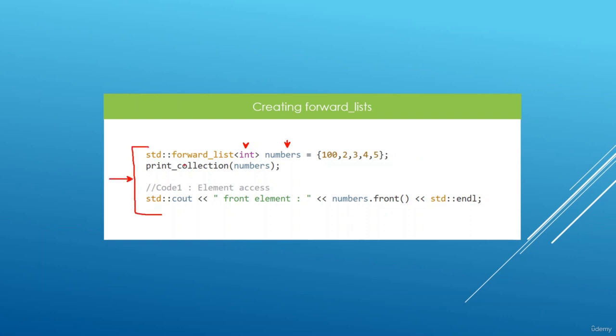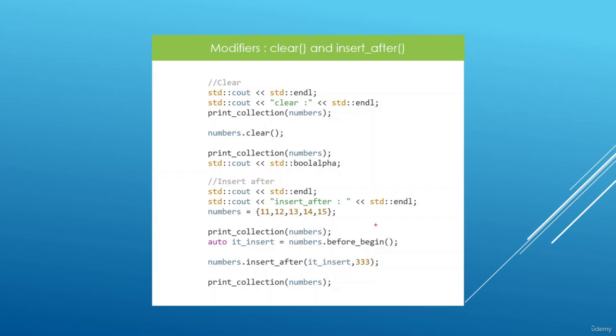After we do that, we can use our print collection function to print the data, and we can access the front element. Notice that we don't have the at method like we did before. We don't have the array index operator. So one easy way to get access to elements, for example, is to get the front element and get a copy of that and print that out as you see here. It is also possible to clear, so we can use the clear method to empty our collection.